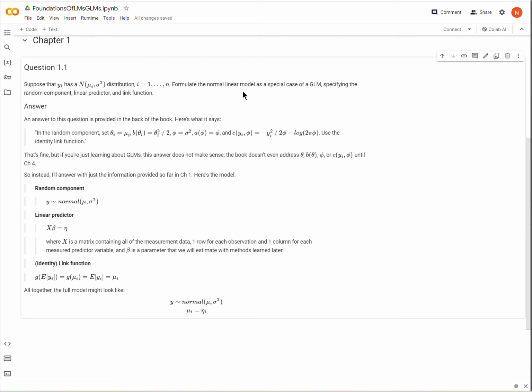Okay. So we want to formulate a normal linear model as a special case of a generalized linear model, specifying the random component, linear predictor, and link function. So just a quick overview of some of this language. A normal linear model is a special case of a generalized linear model.